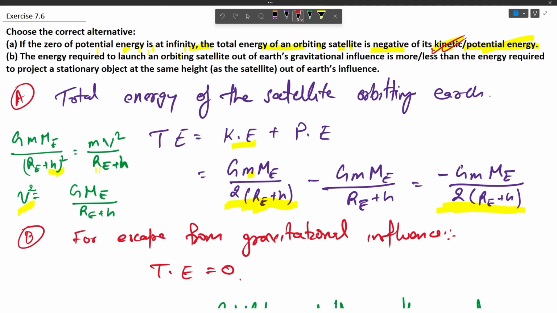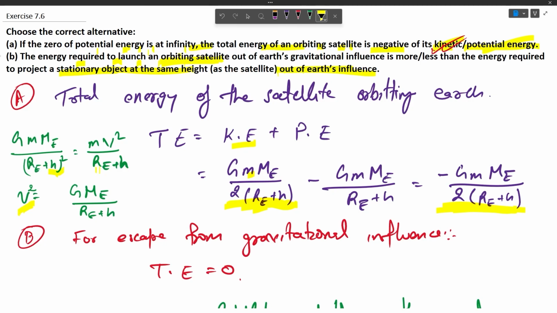Now moving forward to the second question, we have: is the total energy required to launch an orbiting satellite out of Earth's influence more or less than the energy required to project a stationary object at the same height out of Earth's influence? Now we have to compare the energy required to launch an orbiting satellite out of the Earth's gravitational influence and a stationary object at the same height as the orbiting satellite out of the Earth's gravitational influence.